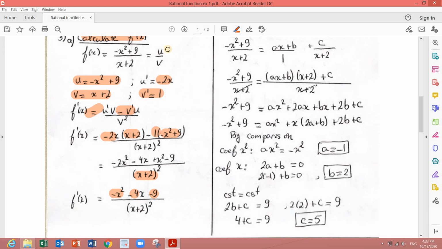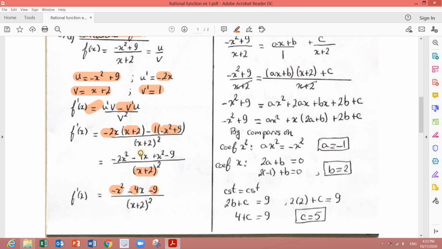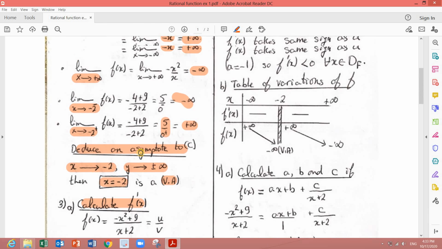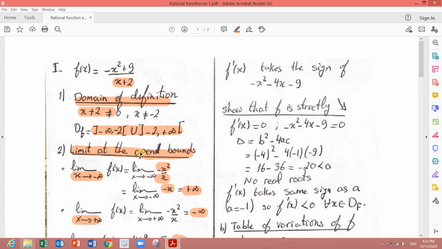So since it is a rational function of the form u over v, the derivative is u prime v minus v prime u over v squared. We find u prime alone, we find v prime alone, and then we apply the rule. So we get f prime x equals minus x squared minus 4x minus 9 over x plus 2 squared.